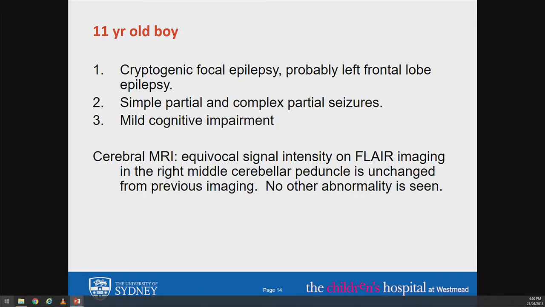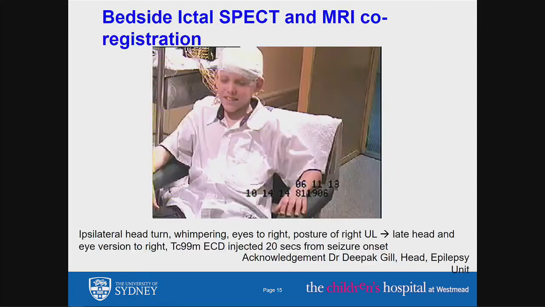Here's a case to illustrate some of those points. An 11-year-old boy, cryptogenic focal epilepsy, thought to be arising from the left frontal area, both partial and complex seizures with some mild cognitive impairment. Cerebral MR showed some equivocal signal intensity change on FLAIR imaging in the middle cerebellar peduncles, but it was stable.